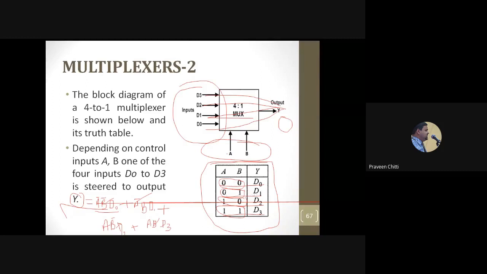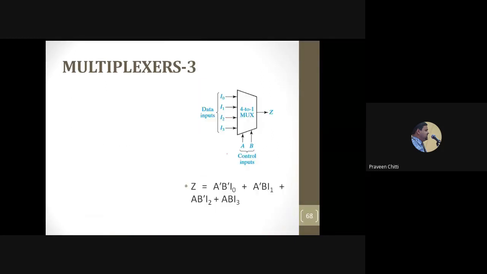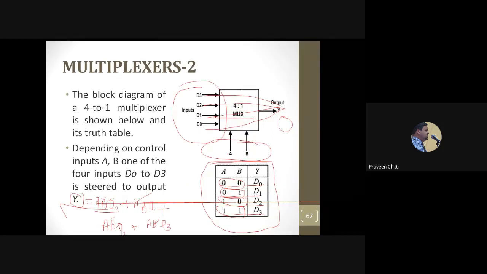If they ask for an 8:1 mux, how can you do that? 8:1 mux design. Suppose I ask you to design an 8:1 mux. How many select lines will you show? 3 select lines, A, B, C. And how many inputs? 8 inputs. You can represent those 8 inputs by D0 to D7, and the output Y.